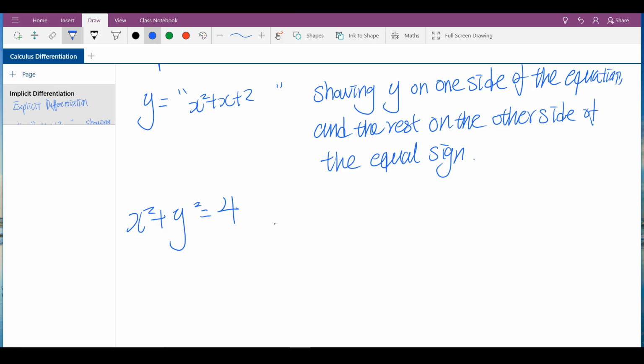Right? Because first thing, y is not by itself. Something is alongside y. Something is on the y side. He's not alone. He's not a loner anymore. So this is what we call implicit. Simply saying that y is not by itself. Y is not obvious. Y is not alone.